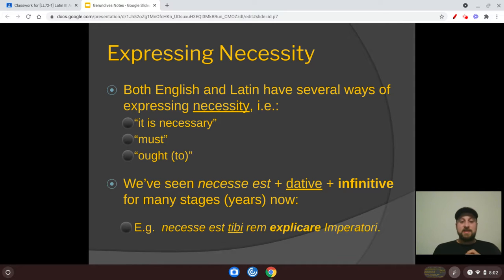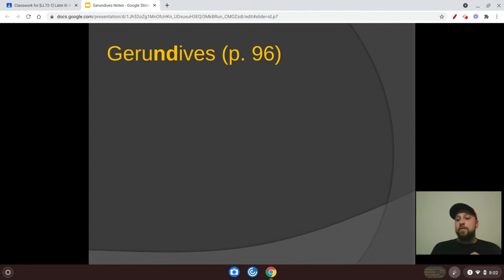It is necesse for blank to do the particular action. So you see here, necesse est tibi rem explicare imperatori. It is blank for blank to blank. It is necessary for you to explain the situation to the emperor. So again here, necesse est is one way to do it, but a construction using what's called a gerundive in Latin is another way to do it. So if it helps you to make a connection with that necesse est thing, which is kind of easy to translate, do it. That'll be good for incorporating gerundives into that same idea of necessity.